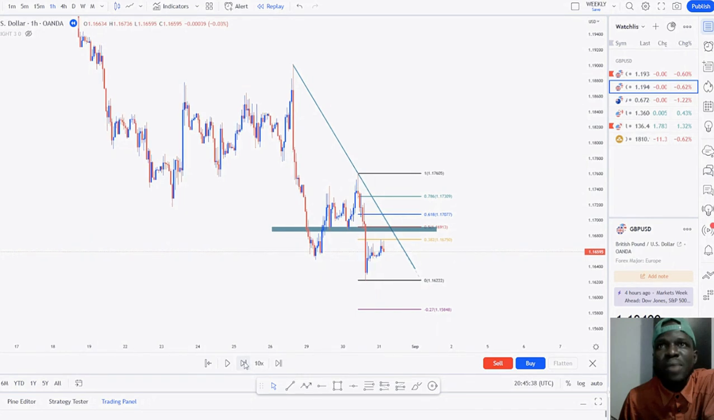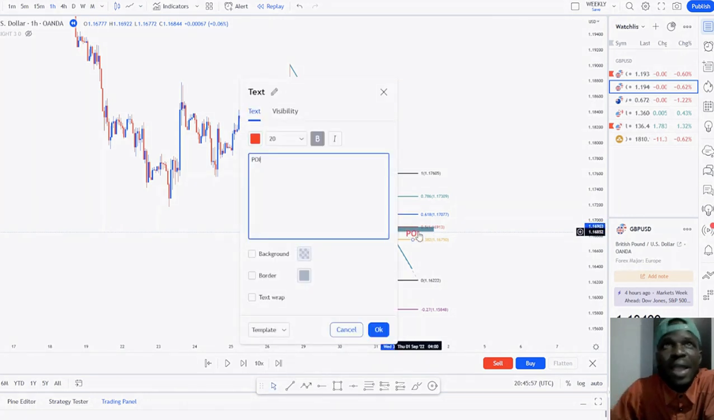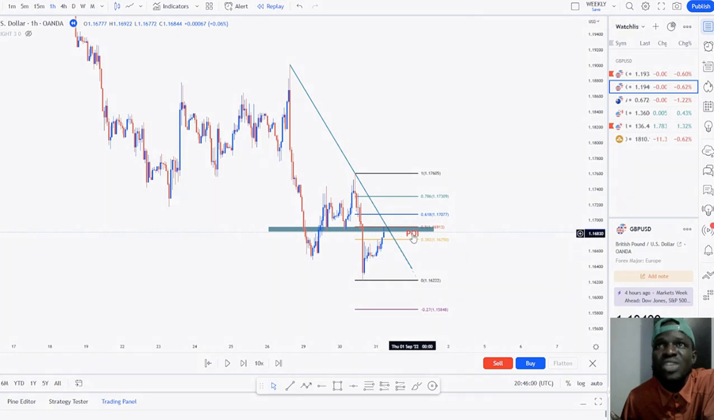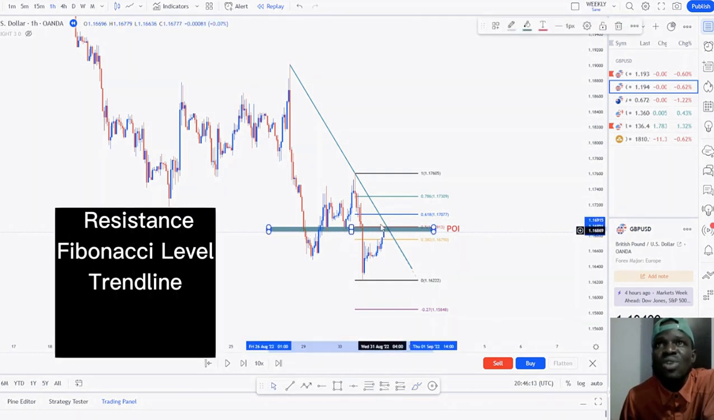Now you can see the price is going up. Boom. Now price is already at the major resistance level around this zone here known as our POI. POI means point of interest. This zone is known as our point of interest. Now what are the confluences we have around this zone? We have our resistance level, we have our Fibonacci level, we have trend line level.